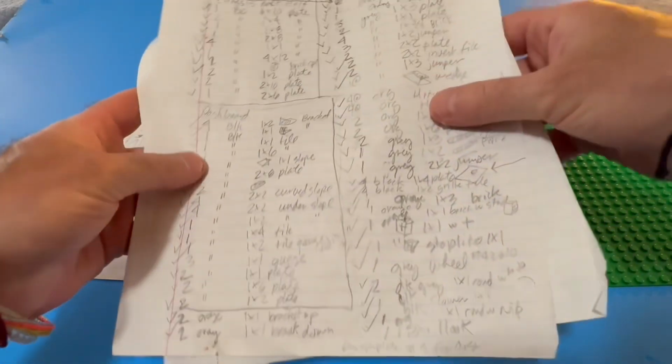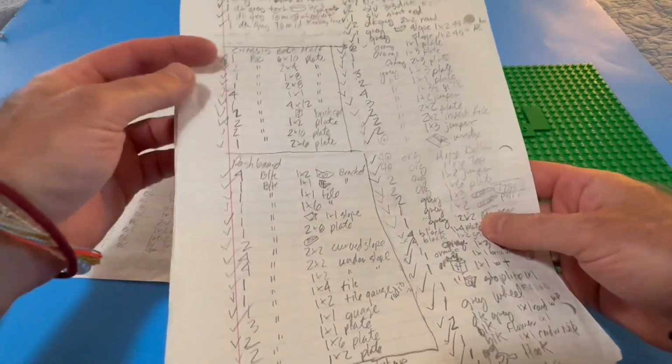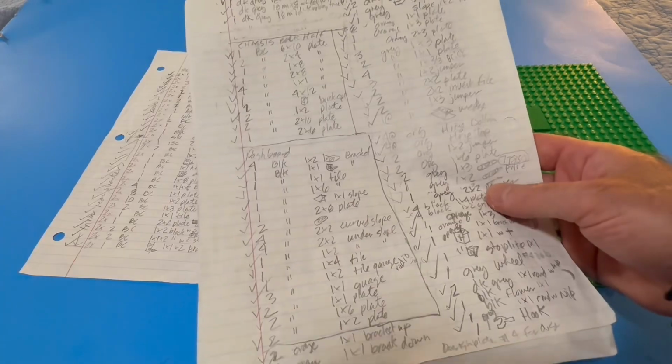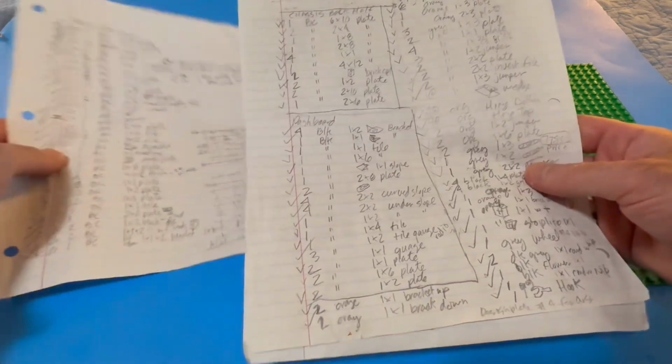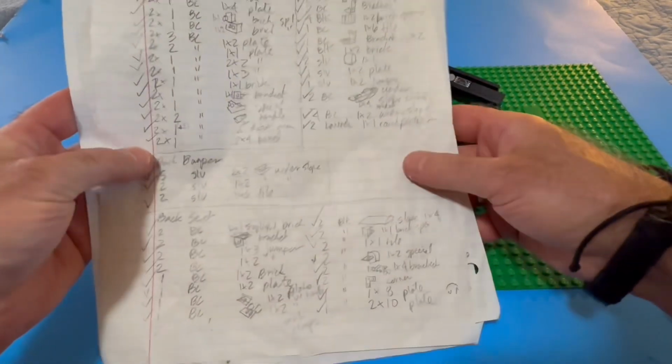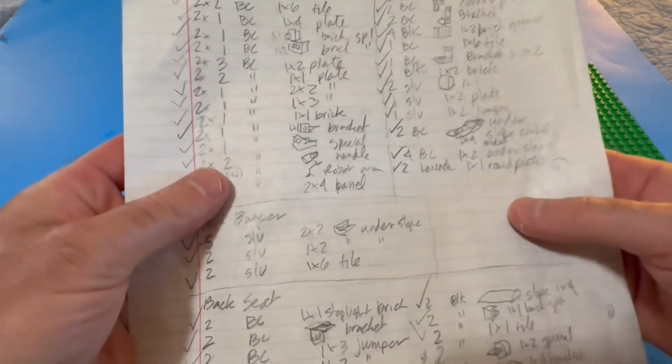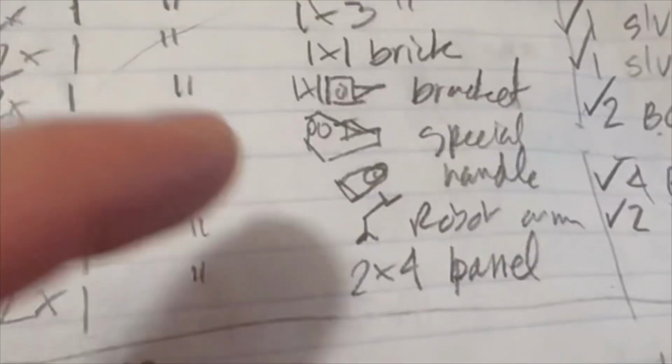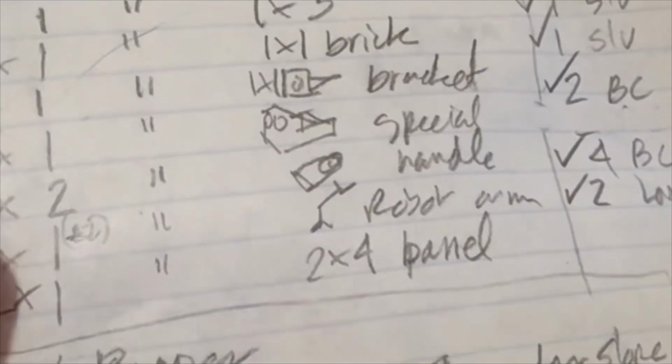You see, I came up with 8 pages of notes. And what I did was I would write down the number, the color, and the part description. And also, if it was kind of a special funky piece, I didn't know what it was, I would just do a little sketch of it.